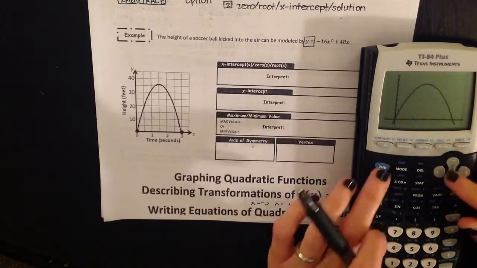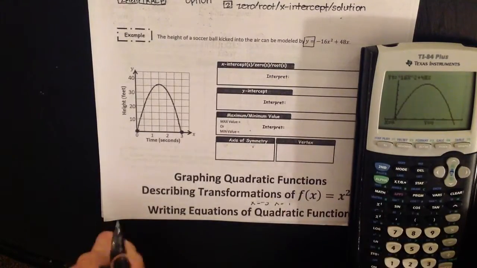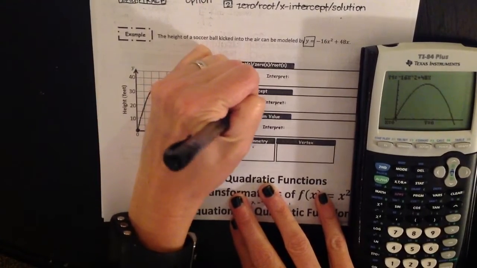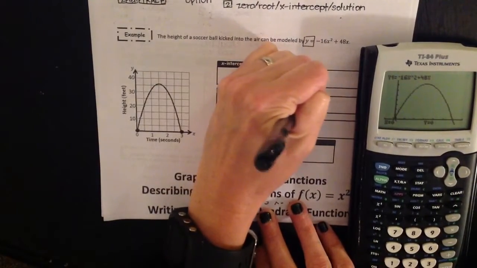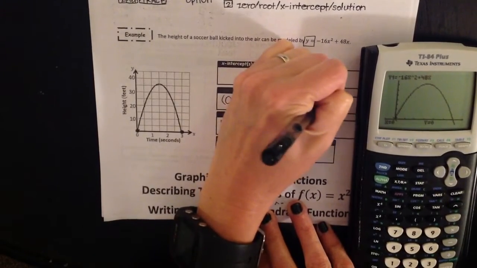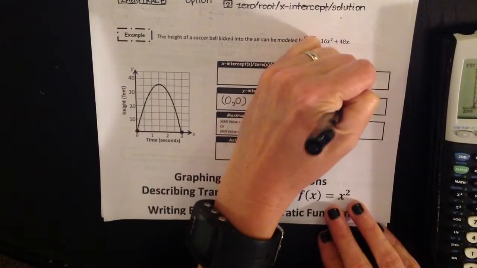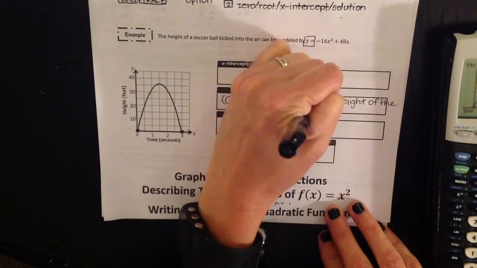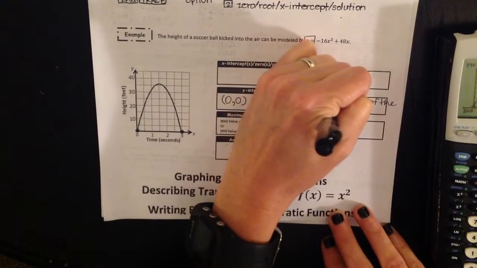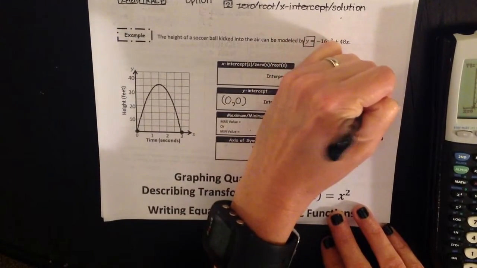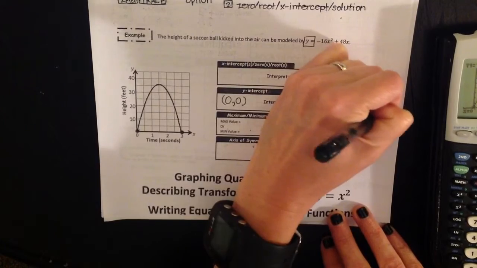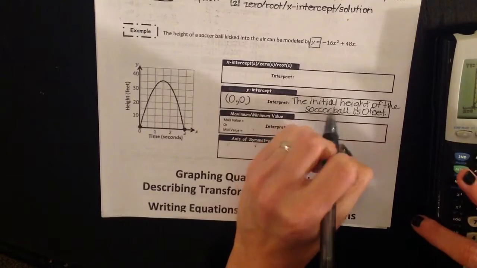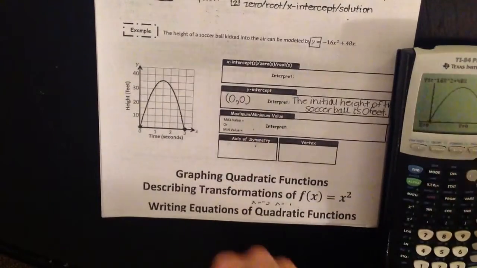Okay, so now I'm going to find the y-intercept. Second trace 1, type in 0. My y-intercept is at the origin. So what does this tell me? This tells me that the initial height of the soccer ball is 0 feet. So it's starting on the ground, okay? You could also say that the soccer ball starts at the ground, is kicked from the ground, something like that.